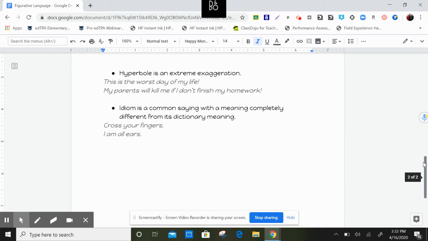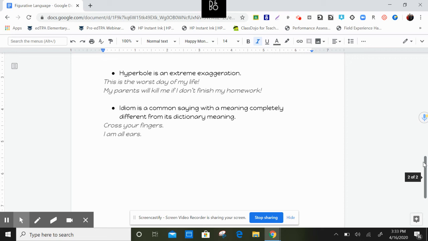Hyperbole is an extreme exaggeration. People use hyperbole a lot more than I think they realize. I'm very guilty of it. I have a tendency to say things like, oh, I have so many things to do, or this house is a disaster when it's messy, when it's really not a disaster. It's just messy, right? A couple other examples are, this is the worst day of my life, which usually when we say that, it's not the worst day of our life. We're just having a rough day. Or my parents will kill me if I don't finish my homework, but nobody's parents are actually going to kill them if they don't finish their homework, or at least I hope not. And so they're really just saying you'd be in trouble, right? So hyperbole is just an extreme exaggeration of a feeling or an action.